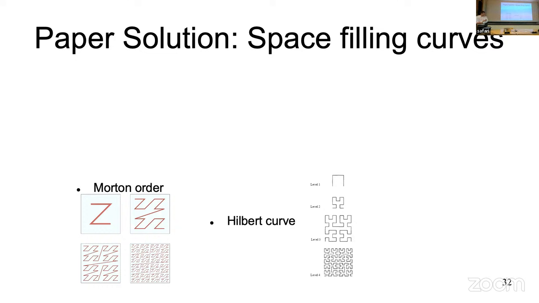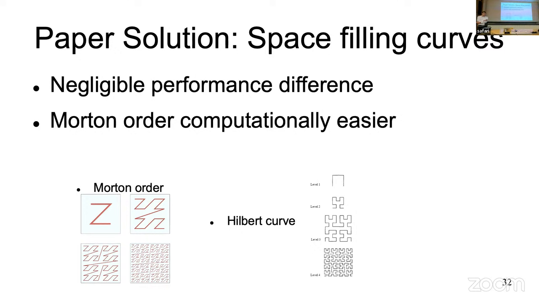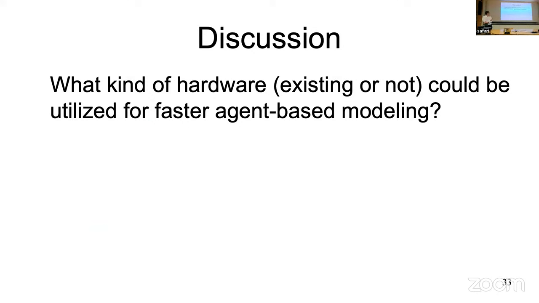These are two space filling curves that the paper tests and compares, but they find that the performance difference is negligible. But the Morton order is computationally easier, so they decided to use that one. So for our second question, what kind of hardware, existing or not, could be utilized for faster agent-based modeling?